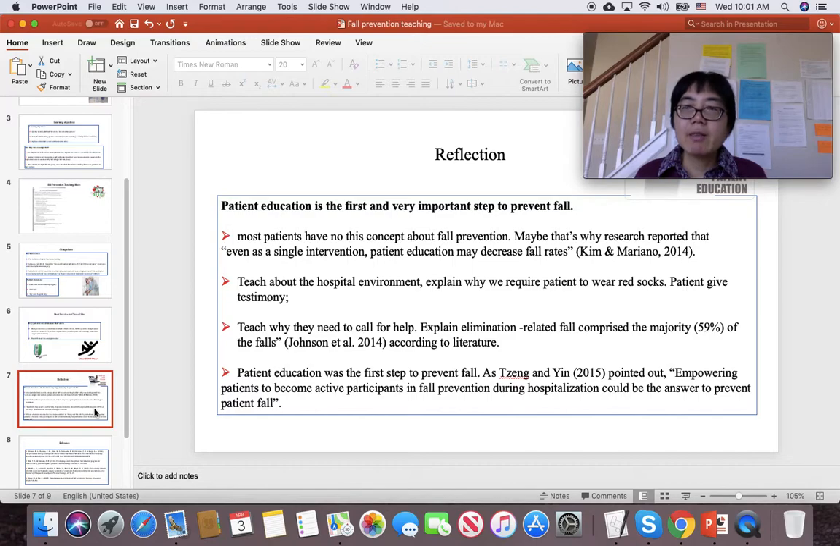By interacting, communicating, and teaching patients, I found that patient education is the first and a very important step to prevent falls. Only when equipped with this kind of knowledge can patients participate actively in fall prevention. As the researcher pointed out, empowering patients to become active participants in fall prevention during hospitalization could be the answer to prevent patient falls.